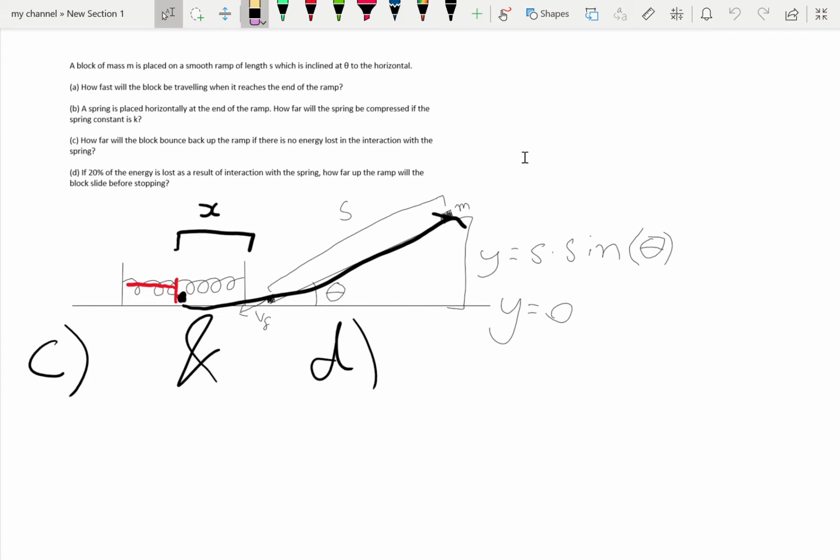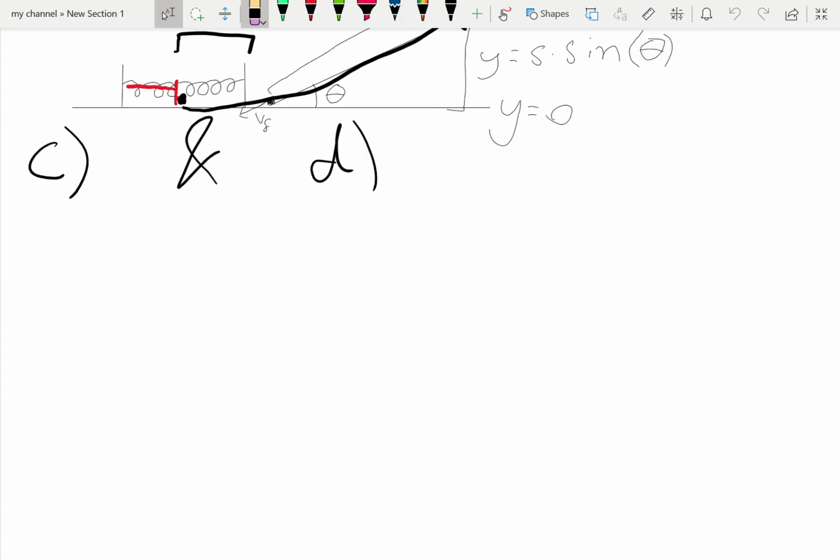And if 20% is lost, that means 80% is retained, which means it'll go up to 80% of its original height, which will correspond to 80% up S. So real quick, that will be for C.